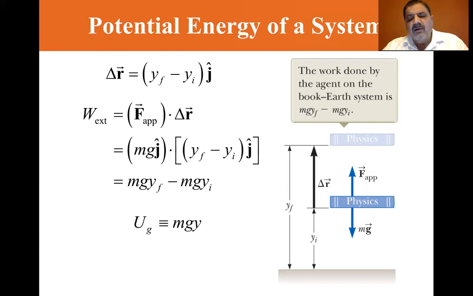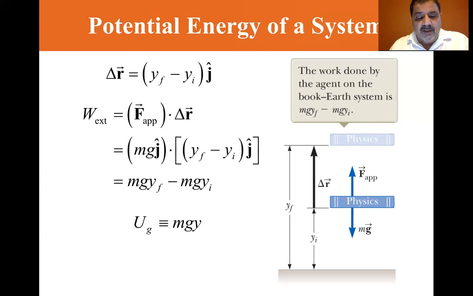Now, this is valid only for objects near the Earth's surface where g is constant. We can't talk about a rocket ship that starts on the surface of the Earth and goes into orbit, because g changes as it goes higher into the atmosphere. The units of gravitational potential energy are joules, the same as units of work and kinetic energy. In other words, in mgy, mg is a force in newtons and y is in meters, so we get newton-meters, which is joules.